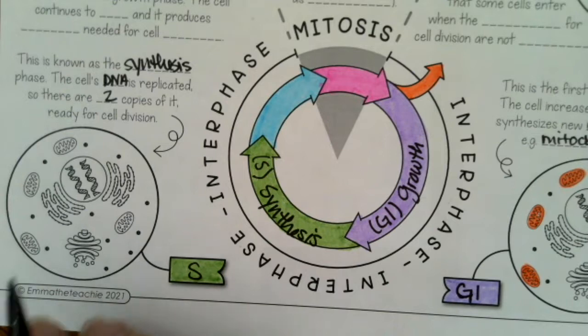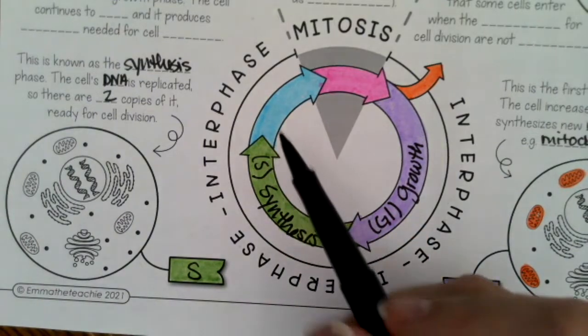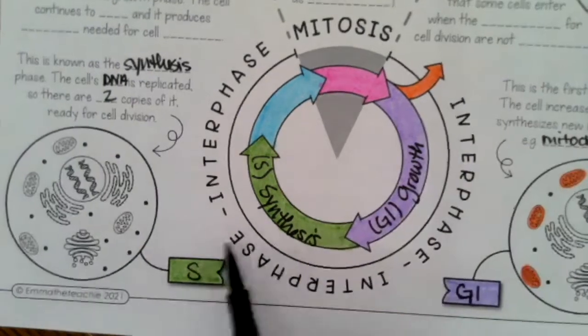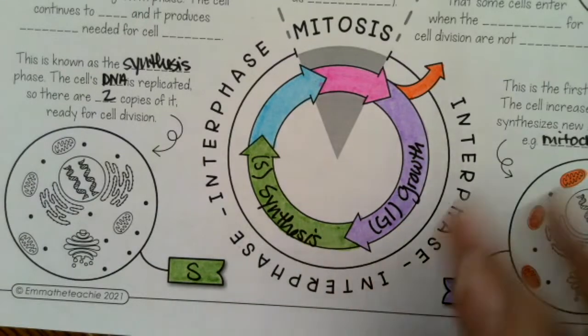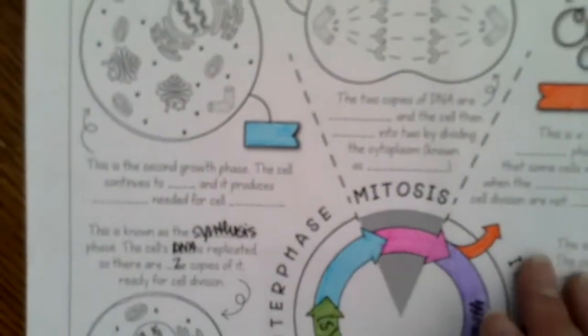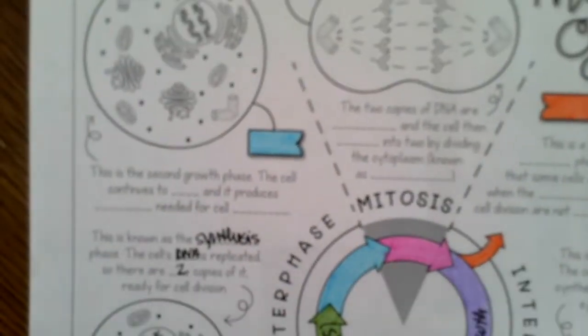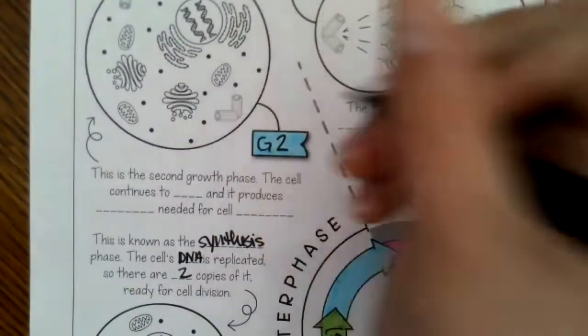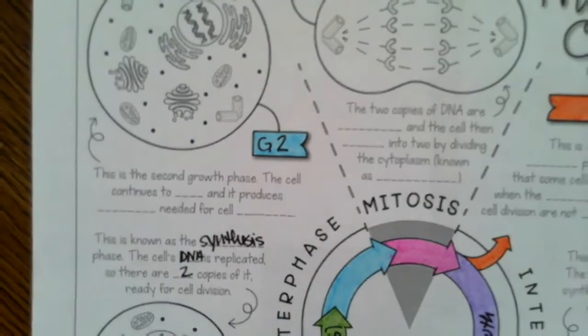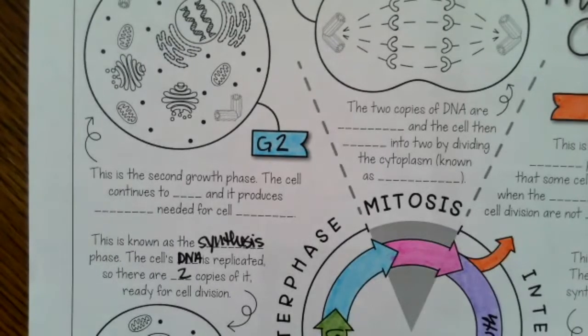Okay, so next we can move on to this little blue area here. Really quick before I move on, do make sure that these greens match up with each other. Now we move on to this blue section over here, and this is our second growth phase. So guess what? Just like G1, this one is also going to be called the G phase, but this G phase is going to be called G2, okay?